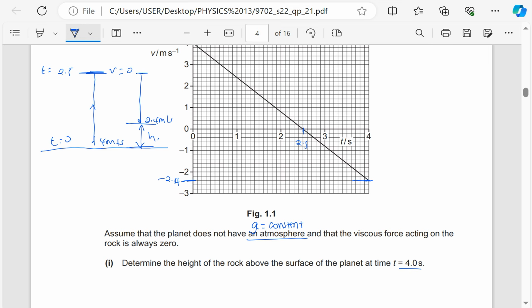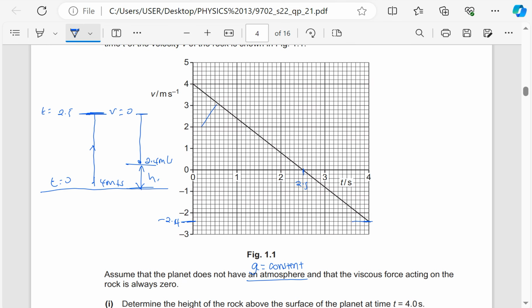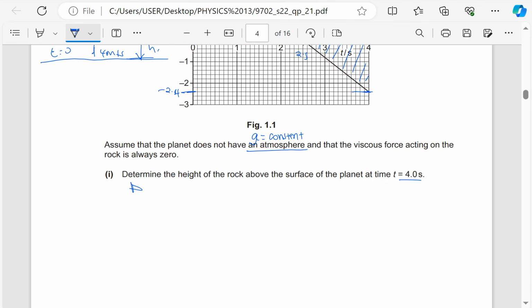To find the distance going upwards, I'll find the area under this part of the graph. And to find the distance when it is going downwards, I'll find the area under this part of the graph. These two are in opposite directions, so if I'm finding displacement, one will be positive, one will be negative, which is as easy as subtracting. So I'll tell the examiner that displacement equals the area under the graph. So the height we are looking for above the planet is actually the displacement.